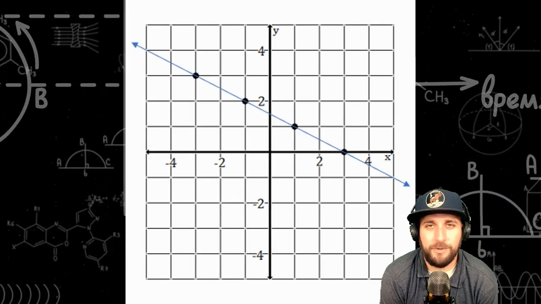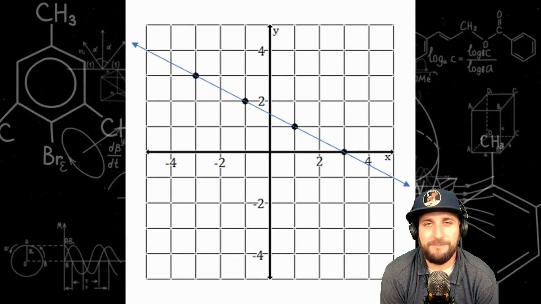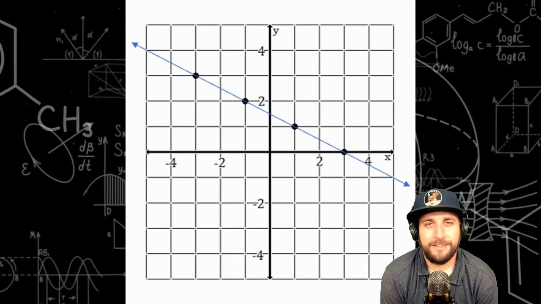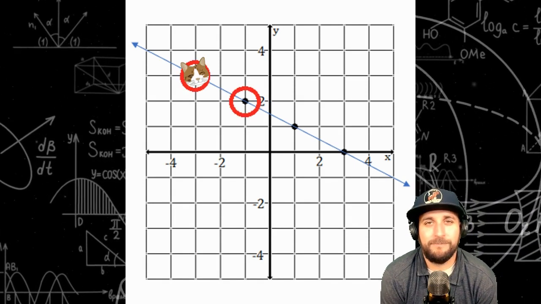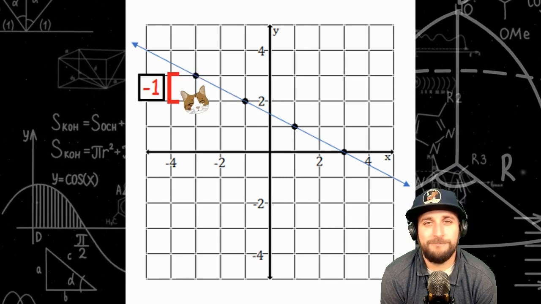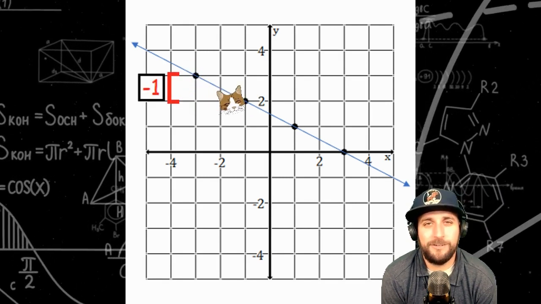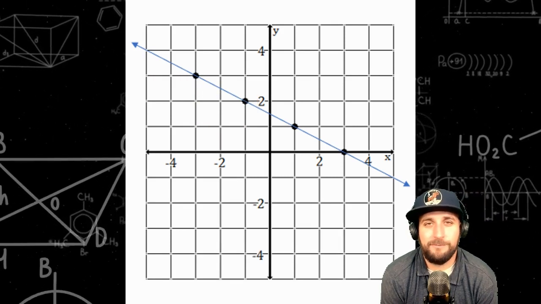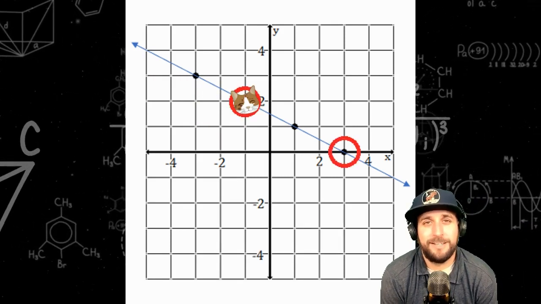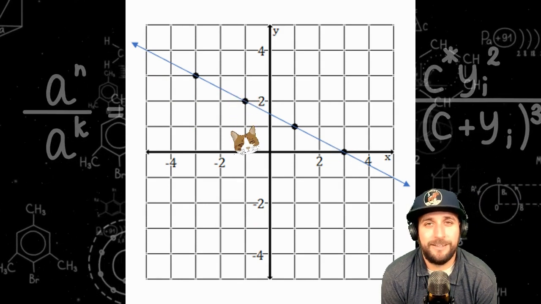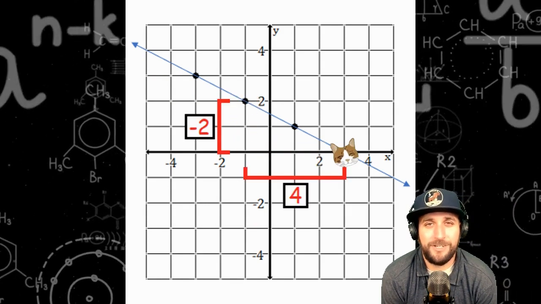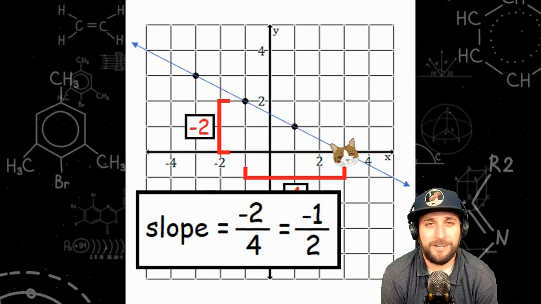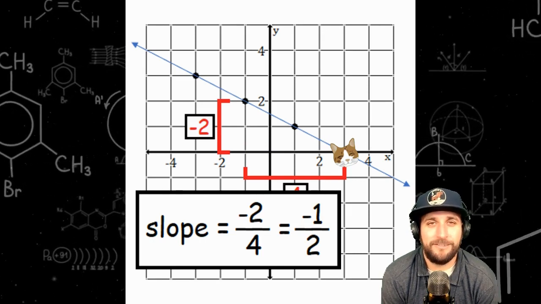Example 3, it gives you multiple ordered pairs. It doesn't matter, you just pick 2. So if I picked those 2 there, my slope would be down 1, negative 1, forward 2, positive 2, so negative 1/2. If I had picked those 2 dots, I would have gone down 2 and forward 4, so negative 2 over 4, reduce the fraction, still negative 1/2.